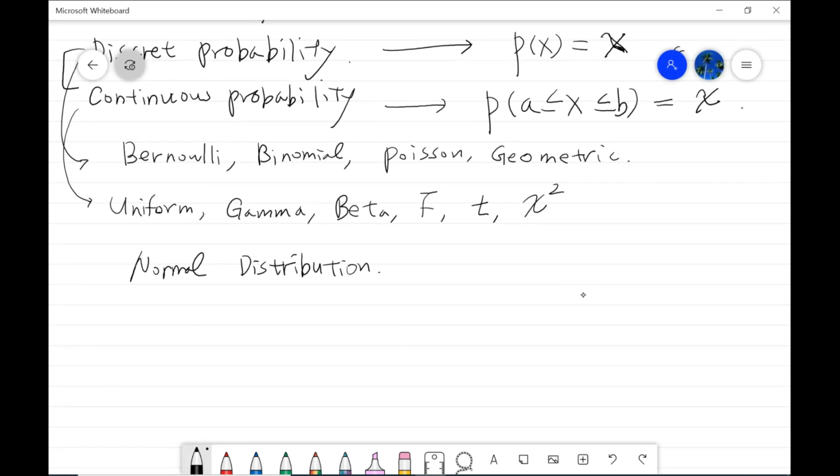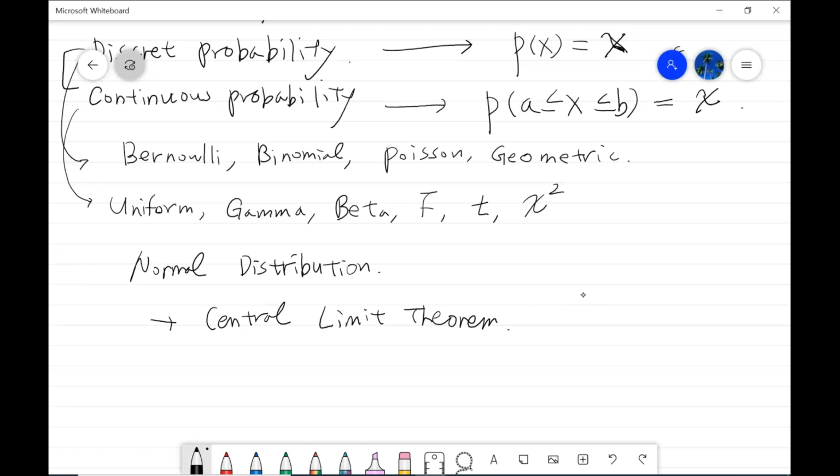In fact, the reason why I brought up these statistics basics is to explain this normal distribution. The normal distribution is one of the continuous probability distributions. There's a reason why the normal distribution is so popular and very frequently used, and it is because of the so-called central limit theorem. So what's the central limit theorem? Let me just write it down here.